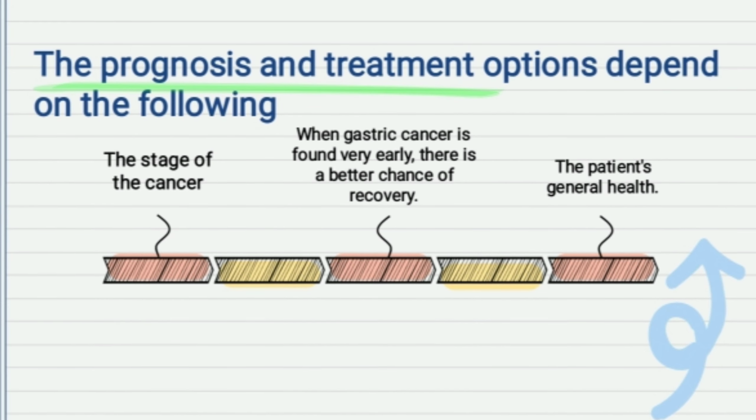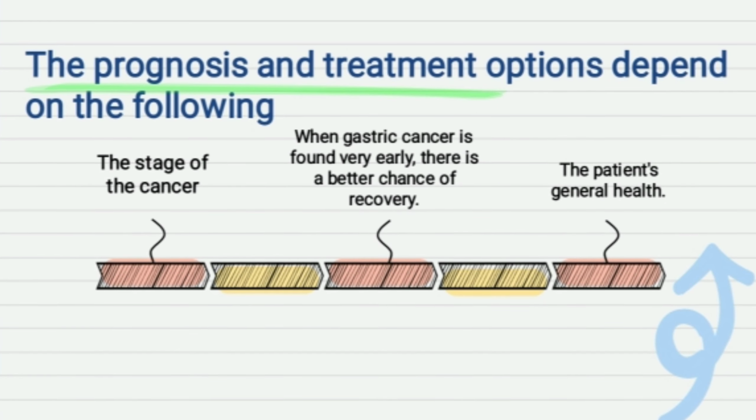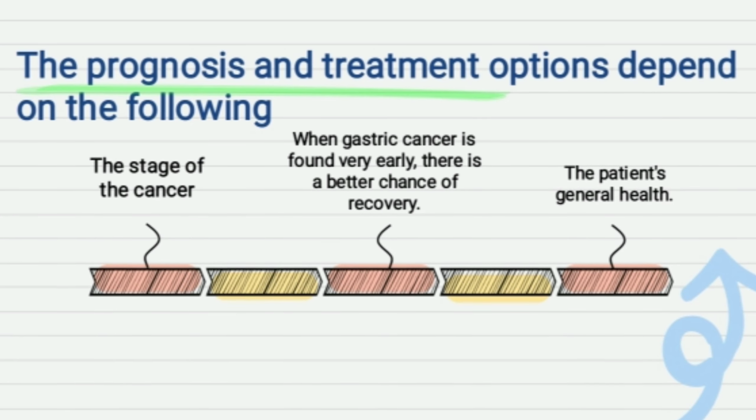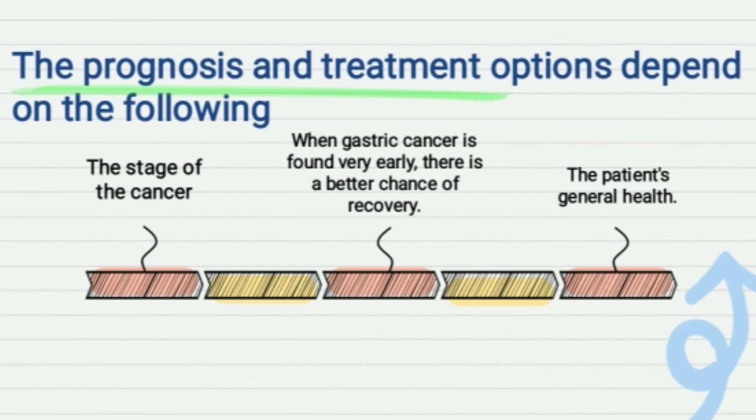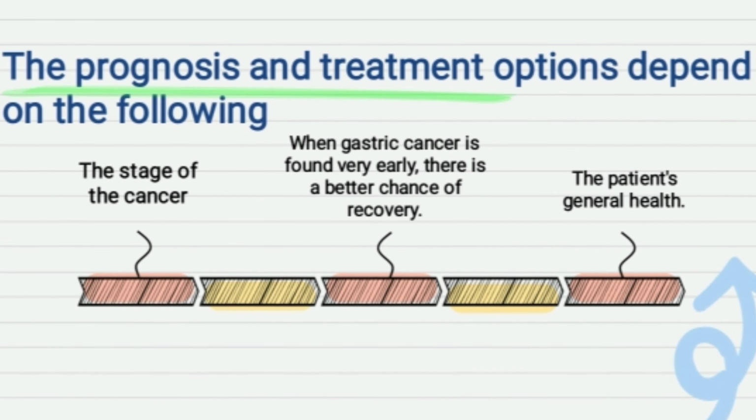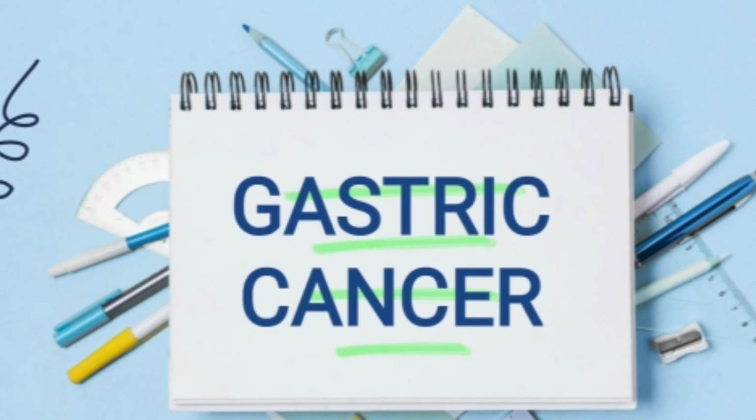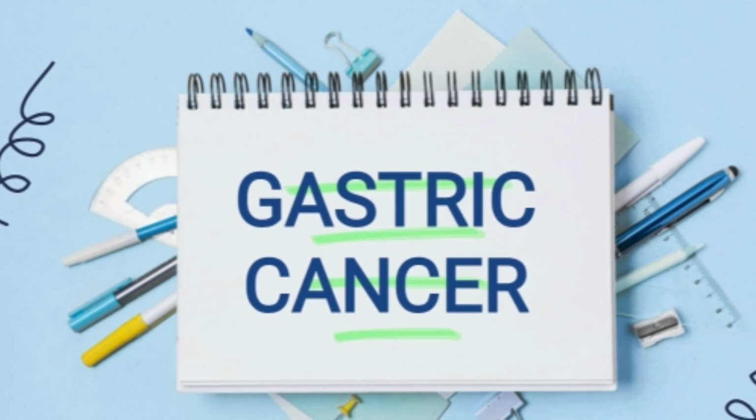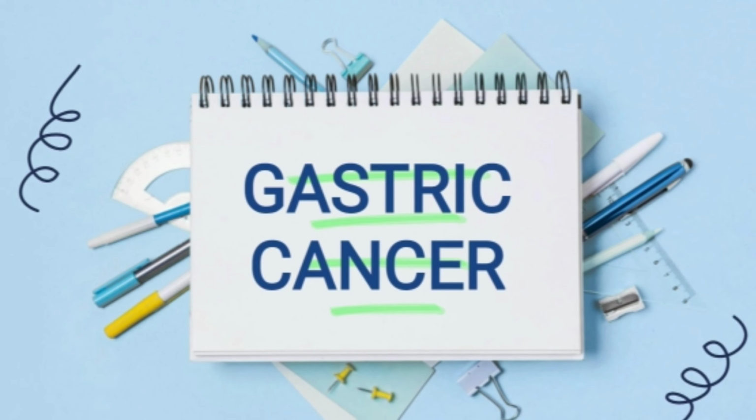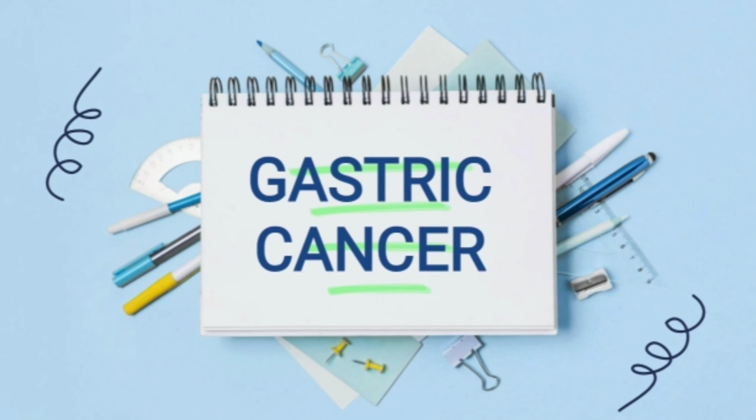First, the stage of the cancer, whether it is in the stomach or only has spread to lymph nodes or other places in the body. Then, when the gastric cancer is found very early, there is a better chance of recovery. And the patient's general health. So, gastric cancer is often an advanced stage when it is diagnosed. At later stages, gastric cancer can be treated but rarely can be cured. Taking part in one of the clinical trials being done to improve treatment should be considered.